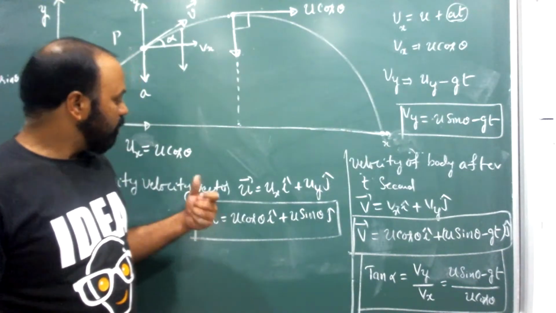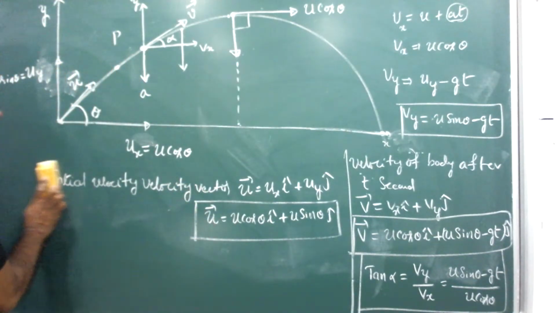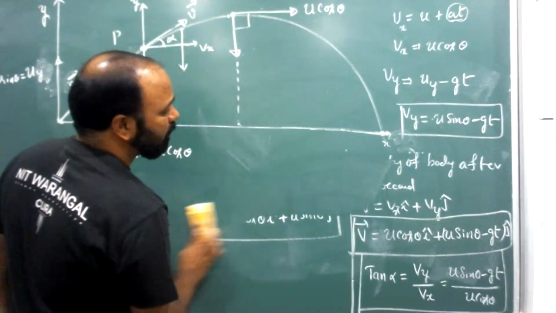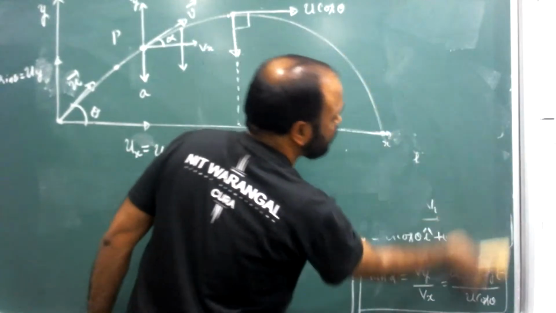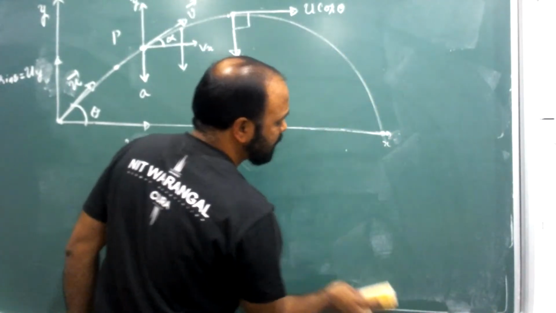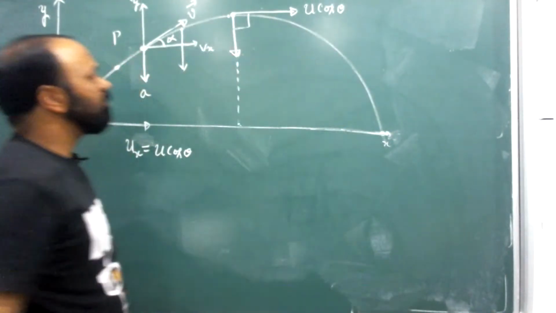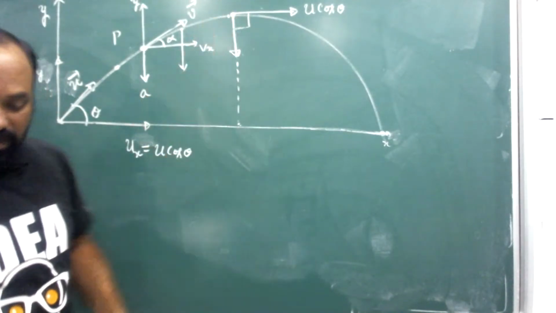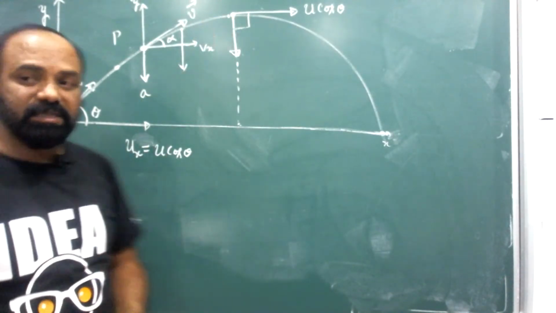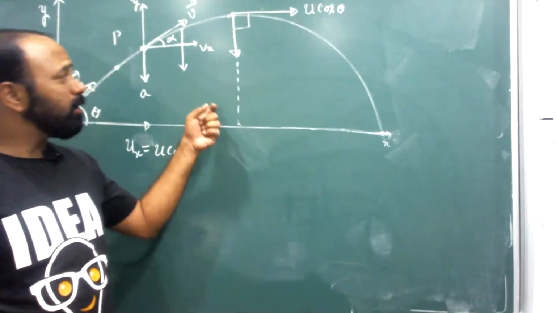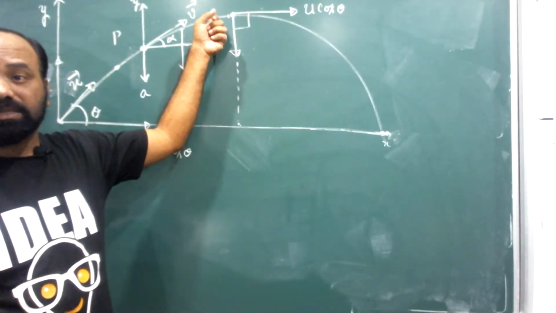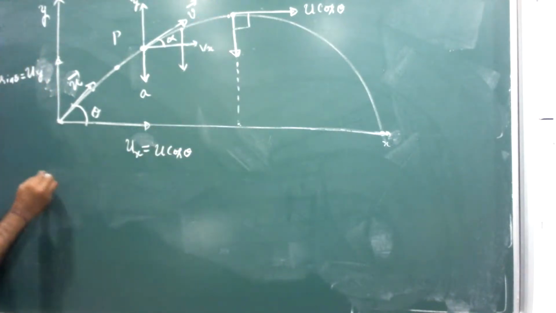Okay? Now we have to know the formulas for maximum height, which means the maximum displacement of the body here. And what are time of ascent and time of descent? Time of ascent is nothing but the time taken by the body to reach the maximum height. Suppose, see, if you want the time of ascent.